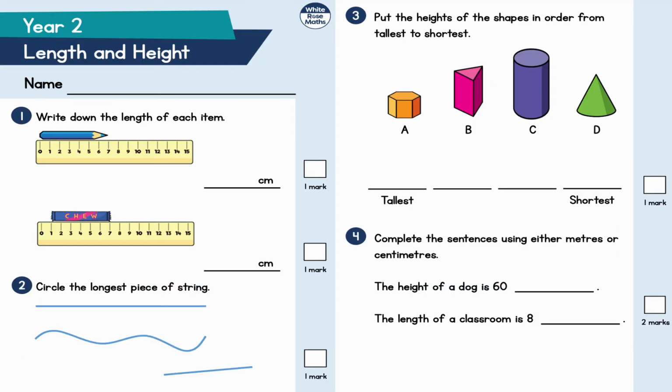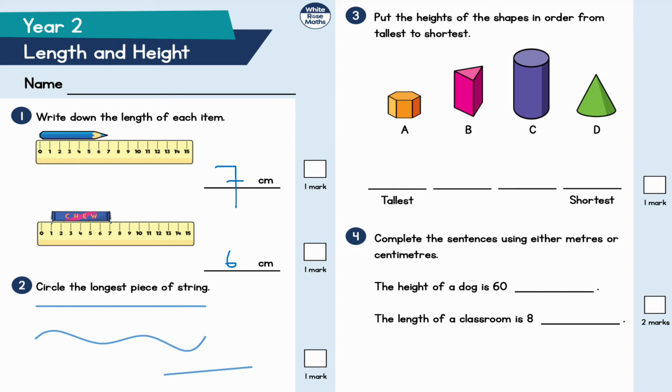We are now looking at year 2 length and height. This is question number 1 from the White Rose Maths worksheet. Write down the length of each item, starting from 0, so that's 7 centimeters, looking at the ruler. Next one. Now this one, you've got to be careful here. It starts at 1, it goes to 7, so it's 6 centimeters.